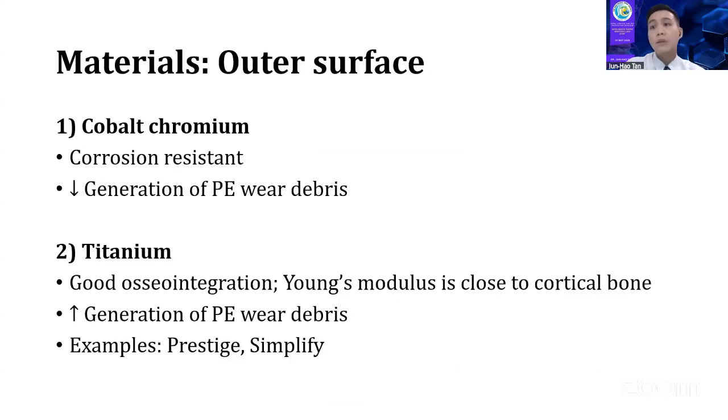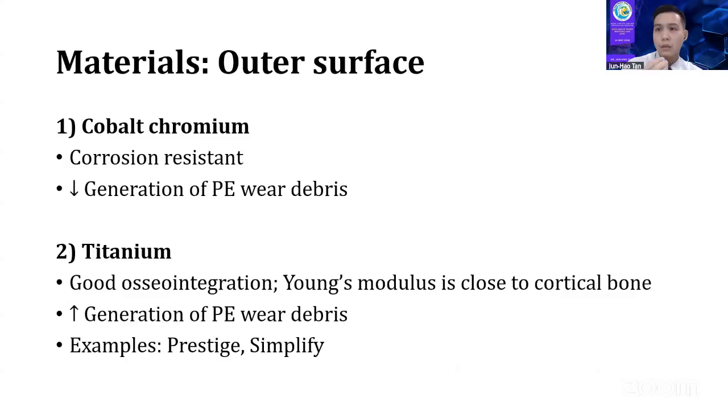When we talk about outer surface material, you have cobalt chromium. Cobalt chromium is one of the most commonly used metals in direct contact with the bone itself. Why? Because it is corrosion resistant, and it also reduces the generation of polyethylene wear debris. Hence, as we just mentioned, when we talk about metal on poly articulation, the metal used is most commonly cobalt chromium.